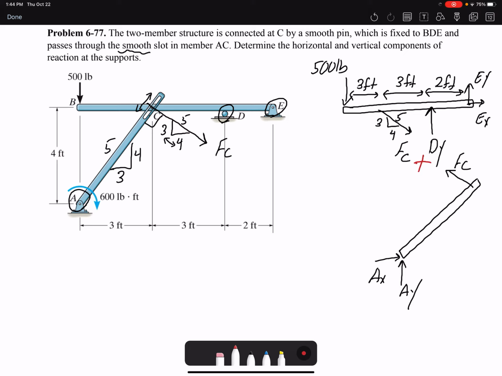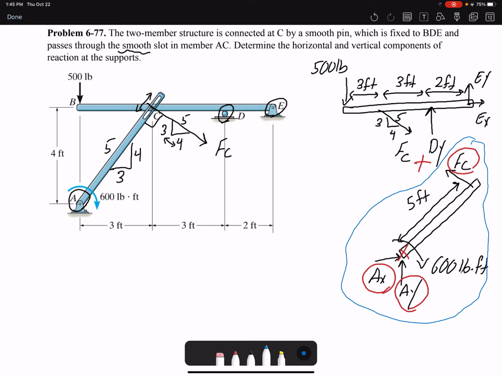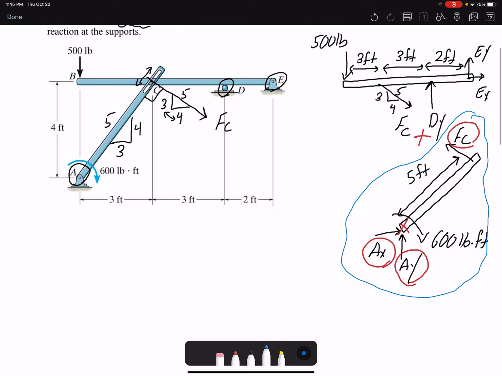So if I write a moment equation about point A, then the only unknown that I have would be FC, and I can find that. And in this free body diagram, I have 1, 2, and 3 unknowns, so I can solve all the unknowns by writing my equilibrium equations. That's why I'm going to start with this free body diagram. The other free body diagram has 4 unknowns, so we can't solve it. We have to start with member AC.